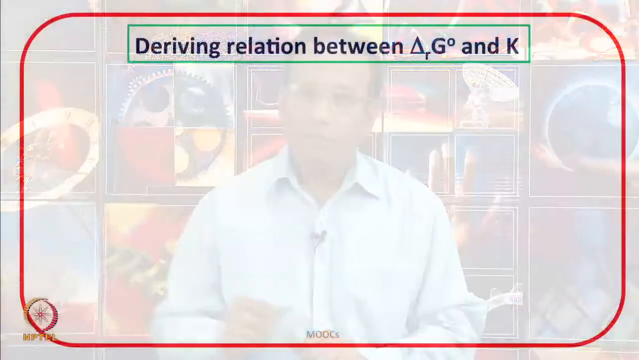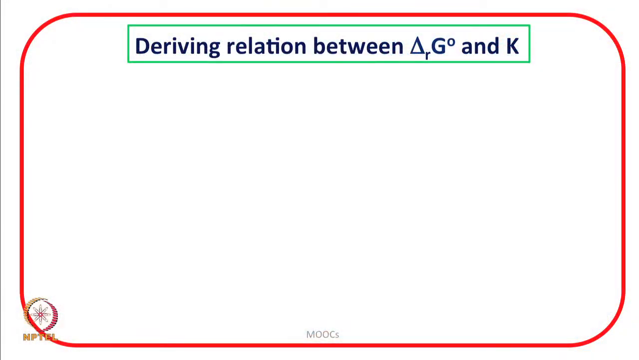Today, we will derive a relationship between standard reaction Gibbs energy and equilibrium constant for all general reactions, in which the reactants and products need not be perfect gases or ideal solutions. So, let us proceed towards the method to derive this relationship.